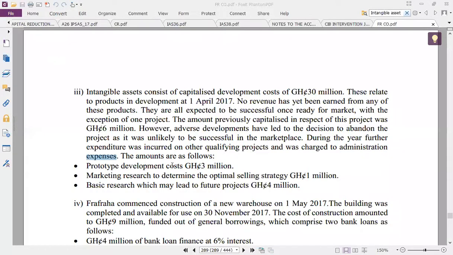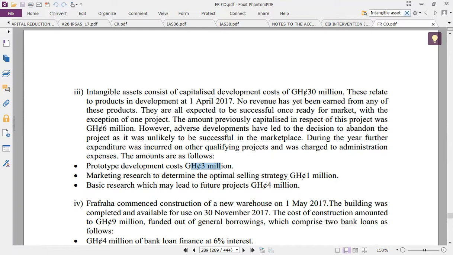So prototype would be development cost, because they say prototype development cost. Market research to determine optimal selling strategy, that is a research. Basic research which may lead to future projects, it's also a research. So hence 3 million should not be expensed. It must be capitalized. So 3 million must be capitalized. That is what we have to do.